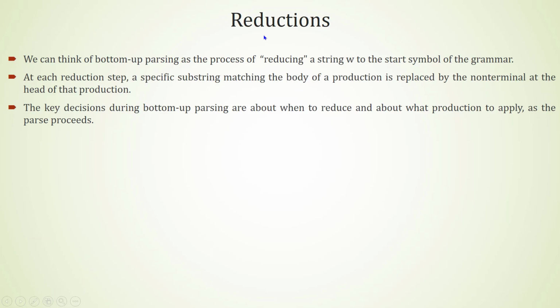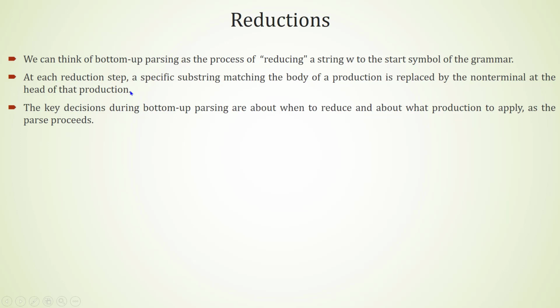Next topic is reduction. We can think of bottom-up parsing as the process of reducing a string w to the start symbol of the grammar. So earlier we saw our string is id star id. In the end I reduced it to E. At each reduction step, a specific substring matching the body of a production is replaced by the non-terminal at the head of that production.